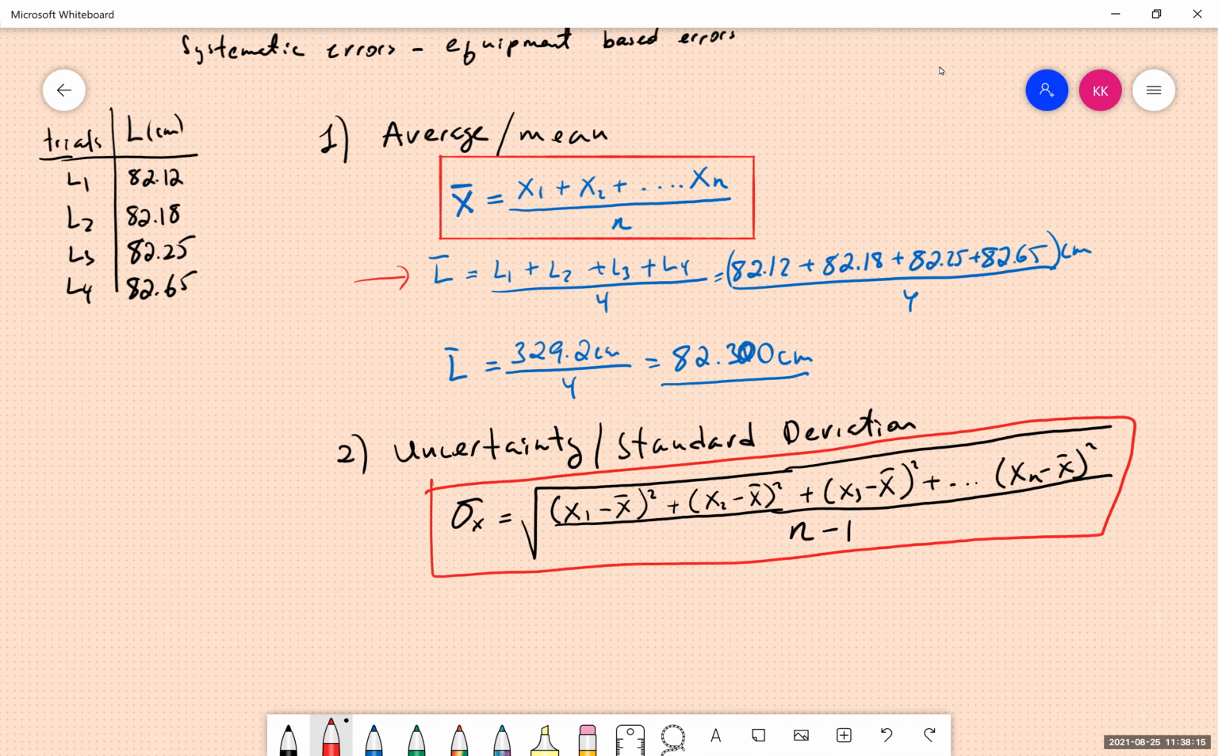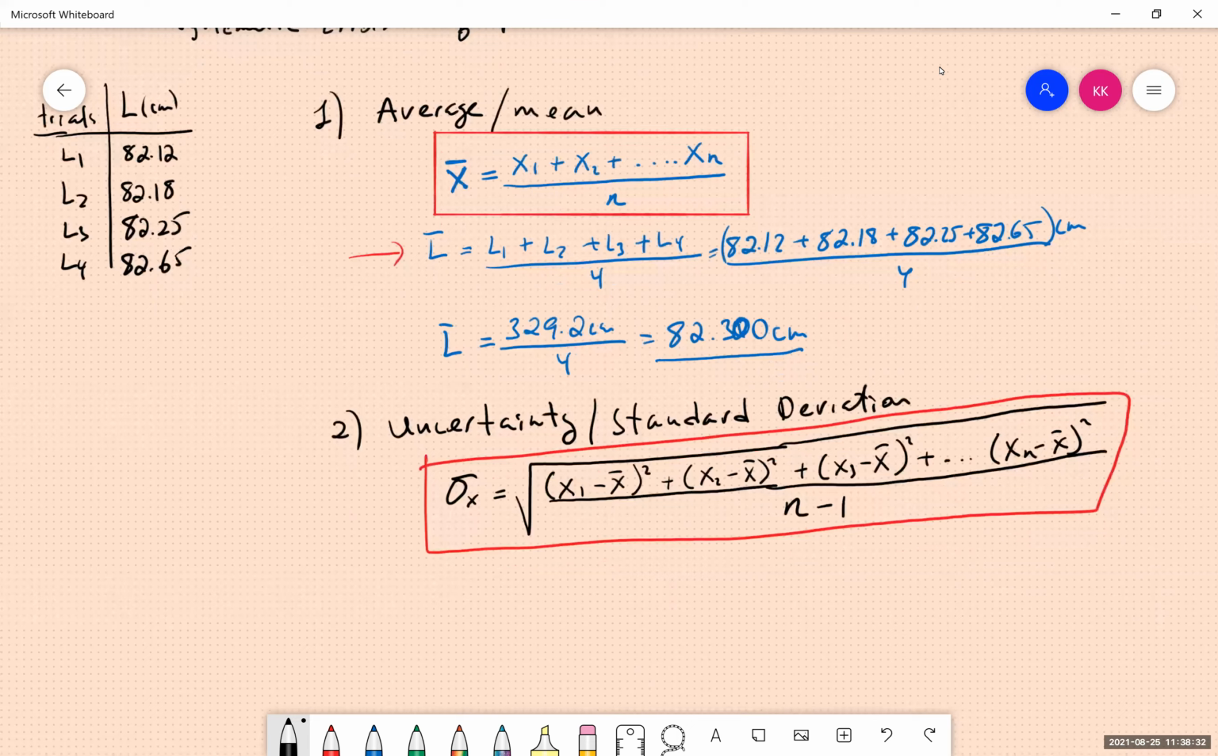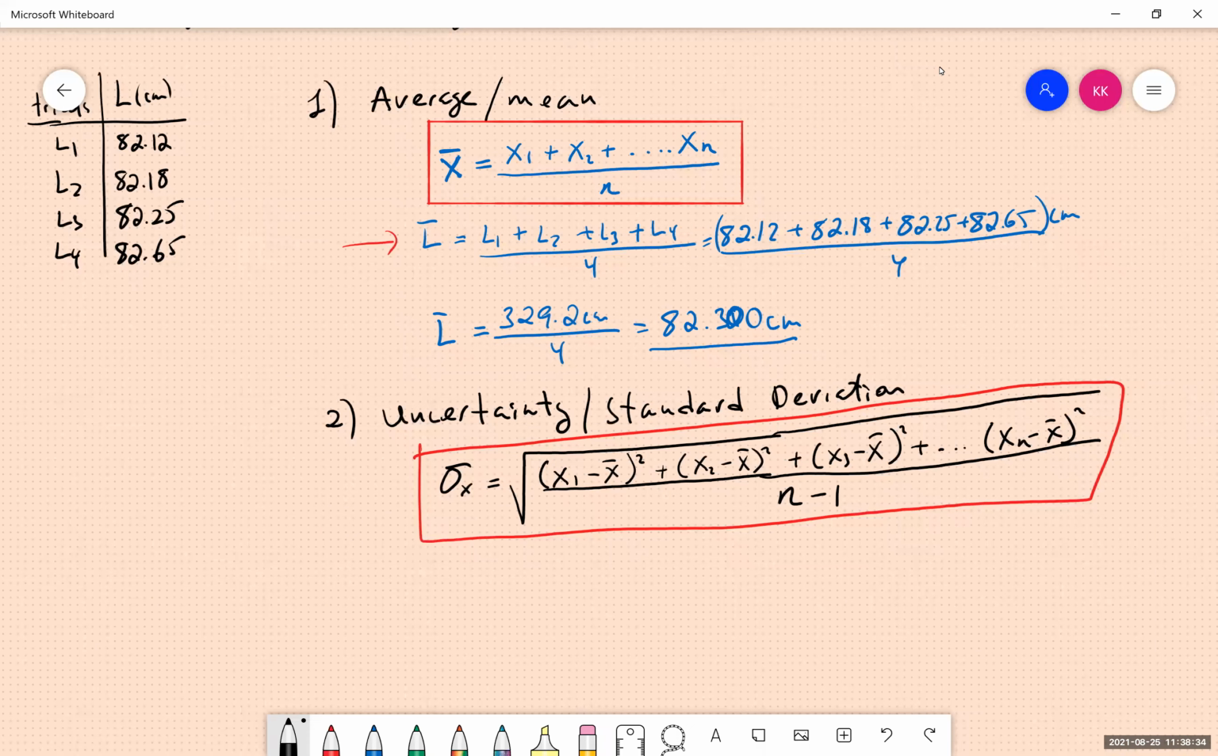Standard deviation equation. In physics, we usually call this uncertainty. That means how certain you are about your data set. Generally, you can have a reliability or certainty about your data set when you calculate the uncertainty. So for us, it will be the uncertainty of not x, but let's say length.